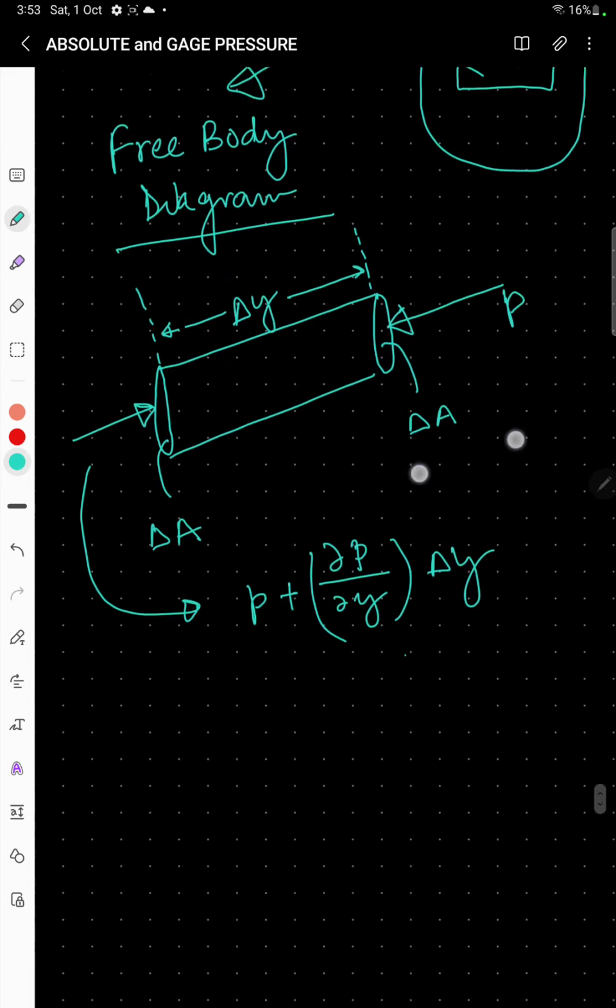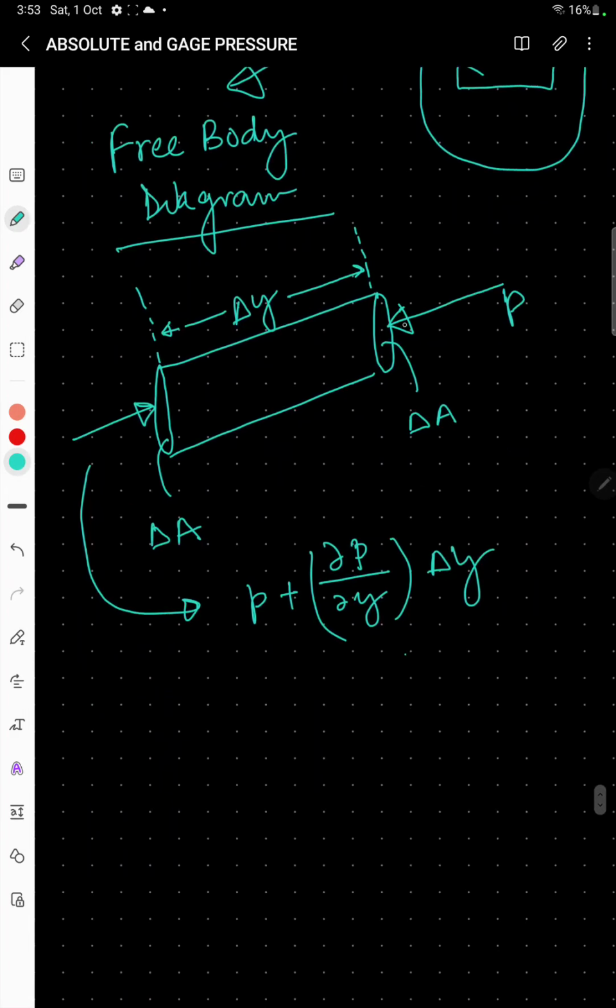How is this coming into the picture? Because we are moving along the length of y, this is the change in the pressure along y, and how much length we have moved is delta y. So this is the change in the pressure that will be here. Now, if this particular fluid element is in equilibrium, the summation of all the forces in this direction will be 0.